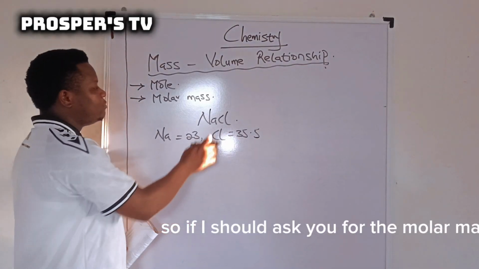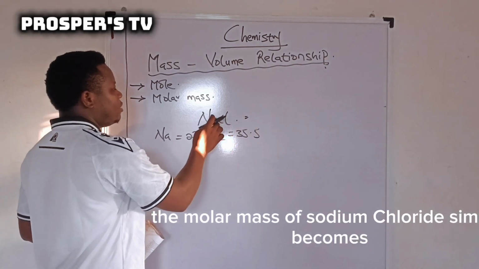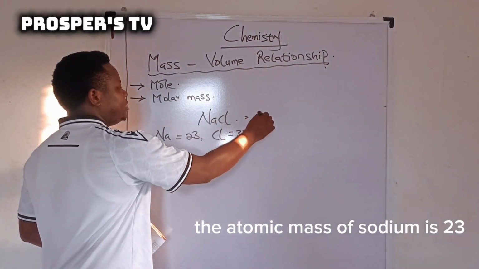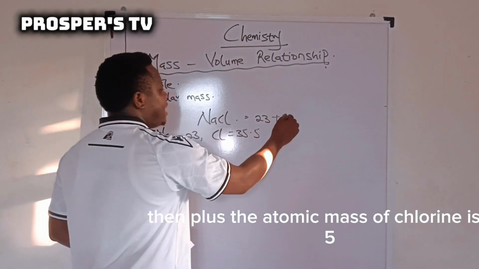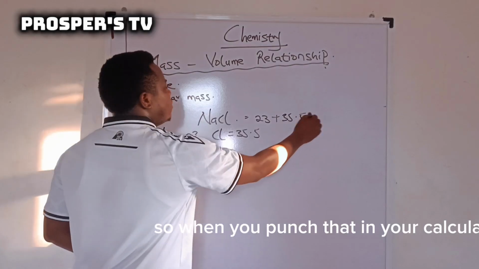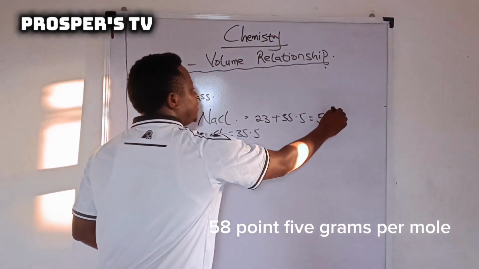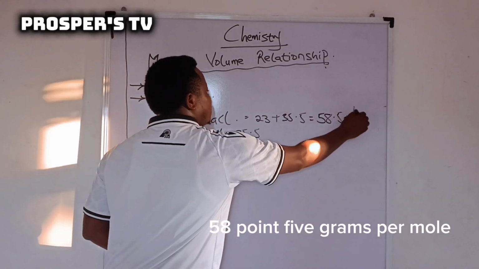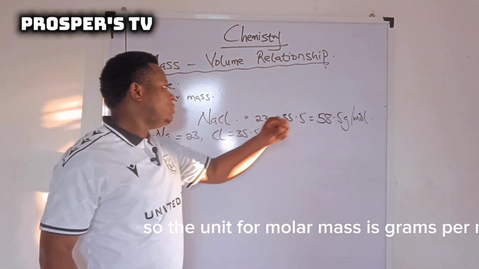So if I should ask you for the molar mass of sodium chloride, it simply becomes the atomic mass of sodium, 23, plus the atomic mass of chlorine, 35.5. When you punch that in your calculator, that would give you about 58.5 grams per mole. So the unit for molar mass is grams per mole.